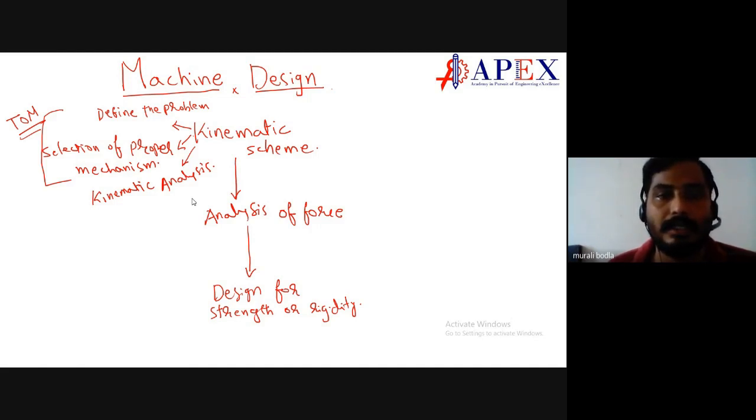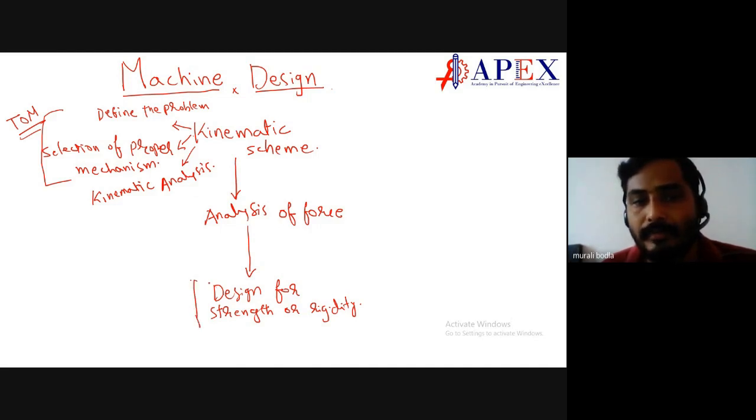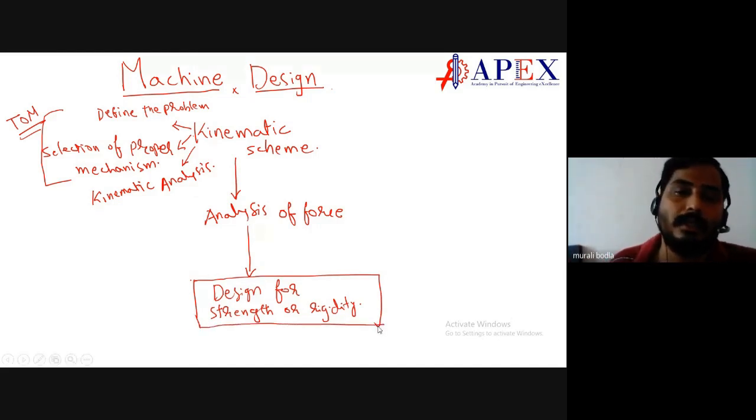Once that is done, you will go for analysis of force, like when you are holding a pen, what kind of force you apply, and when you are operating the spring, what kind of force you apply. These are all forces, the force analysis and their effect on these elements. That is what we are going to do as a part of machine design here, as a designer. Of course, in the product development cycle, the designer has to do all these functions on his own.